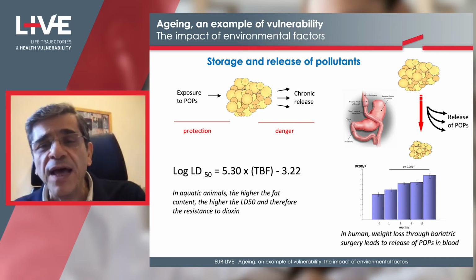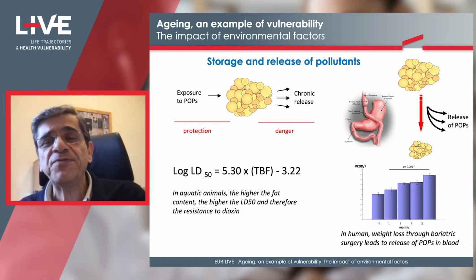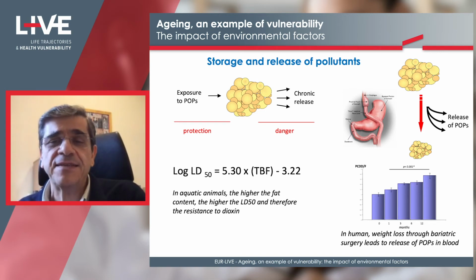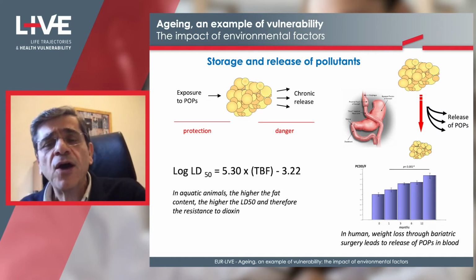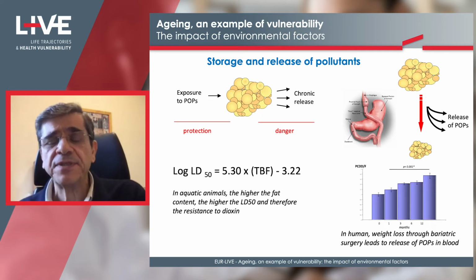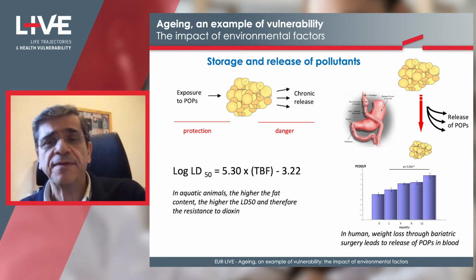And you have a formula below, which is a little bit difficult, but basically what it says, in this formula, we have compared the impact of dioxin on a number of aquatic animals having different adipose tissue weight in these animals.